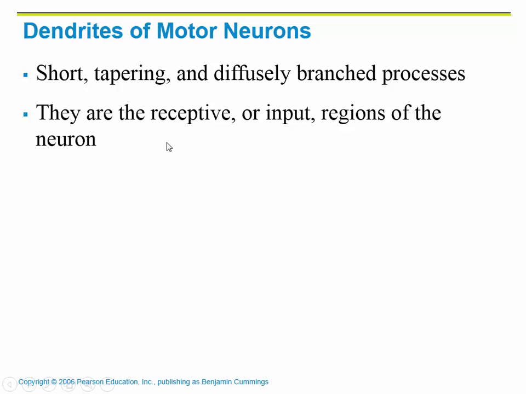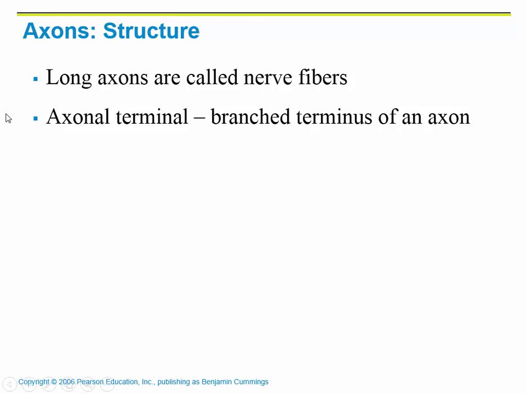Now again, dendrites are going to receive the message, and they're usually branched. And so dendrites are branched so that they can receive a lot of information from a lot of different sources. The axons usually are one axon out, but then at the end, at the axon terminal, it is branched, and then it can communicate with numerous cells at one time.